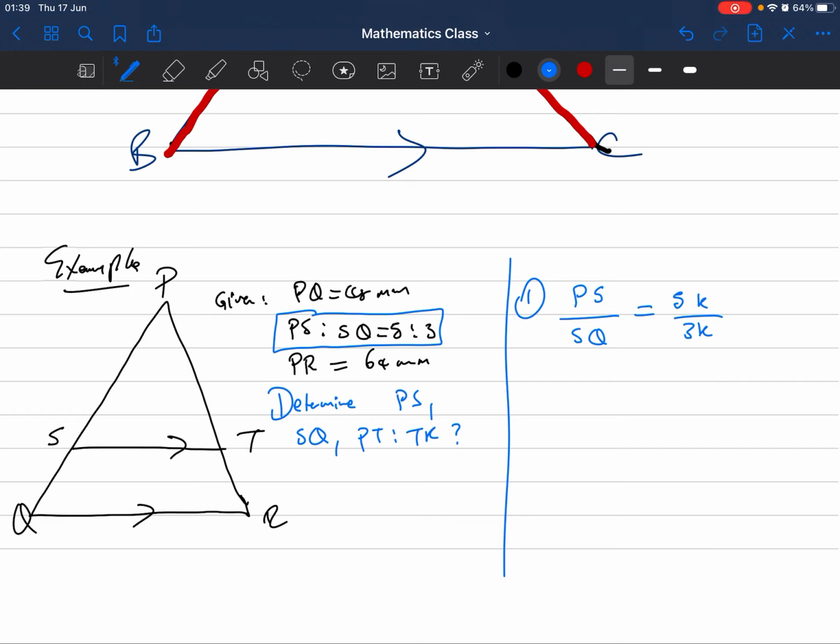That's the ratio. And look at this. PS is 5K, and SQ is 3K. So what about PQ? PQ is going to be 8K, 5 plus 3. Okay. So now let's use our theorem that we know.